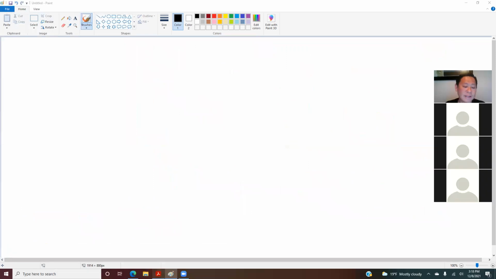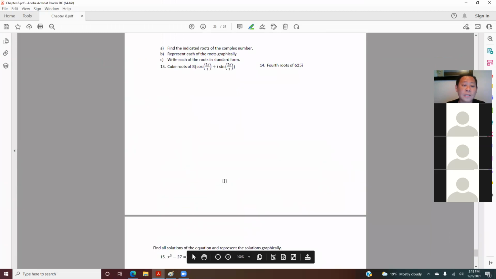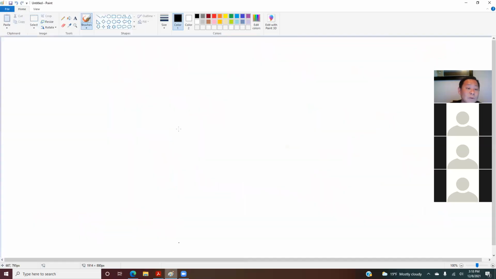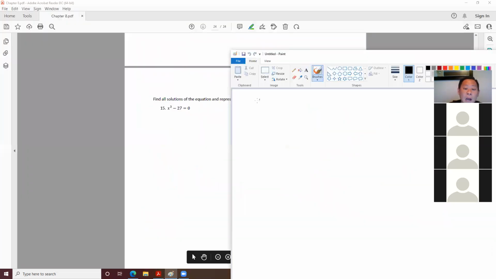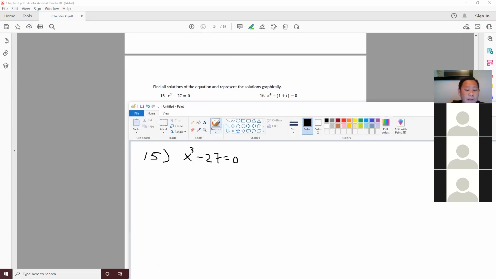The last two questions are very similar to what we did just now. This one is asking us for a cube root and a fourth root, very straightforward. Question number 15 is also very straightforward. They're asking us to solve x cubed minus 27 equals 0. So what we do here, class, if you have such a thing, we just solve it.